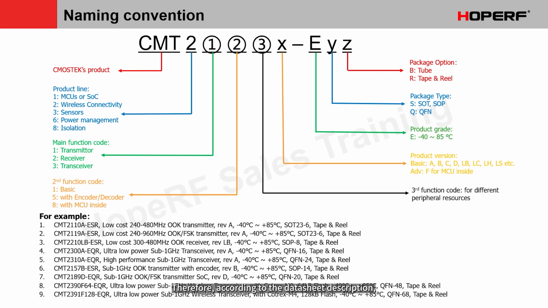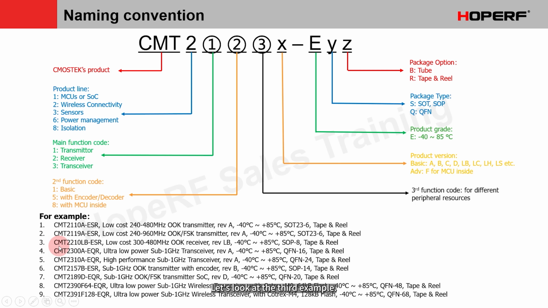Therefore, according to the datasheet description, it is a low-cost 240 MHz to 960 MHz OOK/FSK transmitter, supporting a wider frequency range, with the modulation mode also supporting FSK. The version is also A. It is also an industrial specification product, with a temperature range of -40 degrees Celsius to +85 degrees Celsius. Packaged in SOT23-6, and packaged in tape and reel.